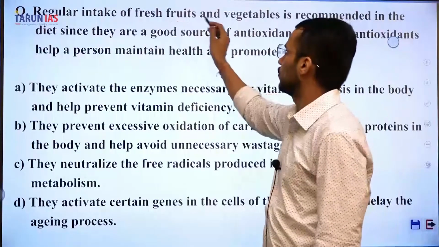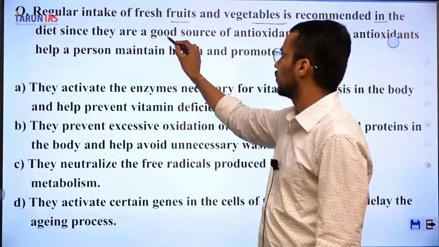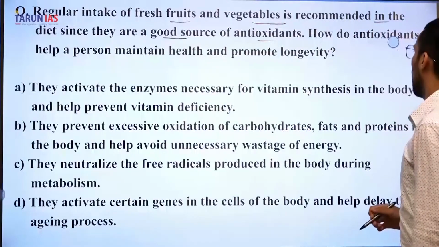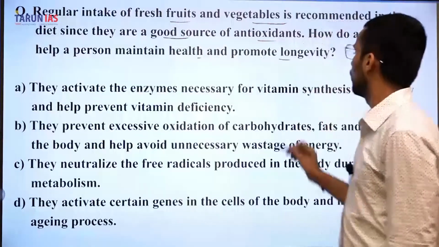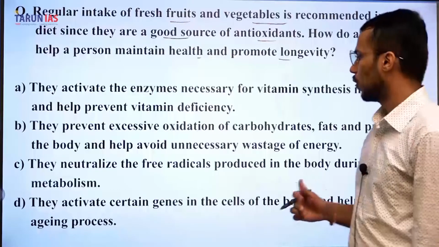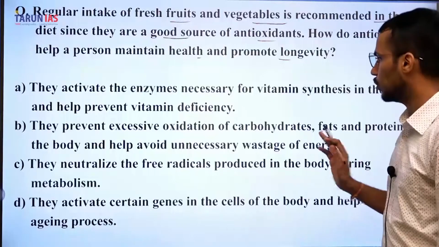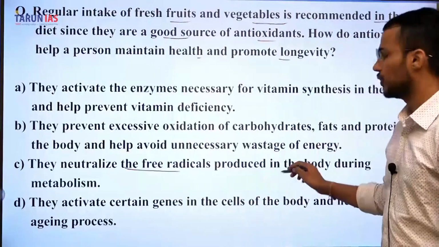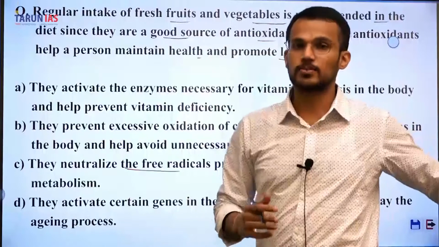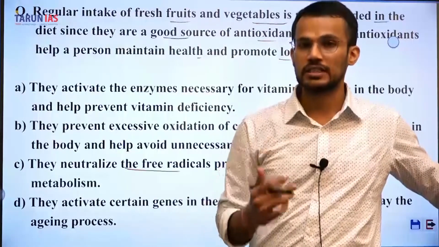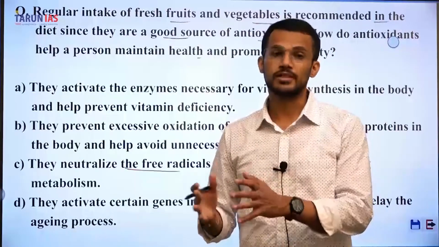Regular intake of fresh fruits and vegetables is recommended in the diet since they are a good source of antioxidants. How do antioxidants help a person maintain health and promote longevity? So, what is the role of antioxidants? That is the question. Antioxidants neutralize the free radicals produced inside our body, and if free radicals are being neutralized by antioxidants that are received through fruits, we will be protected from various diseases, right?